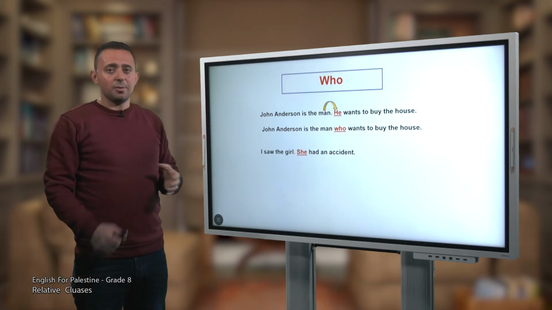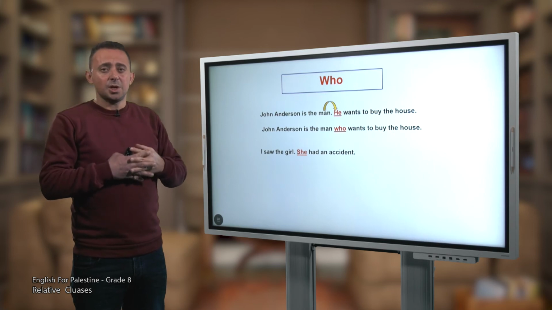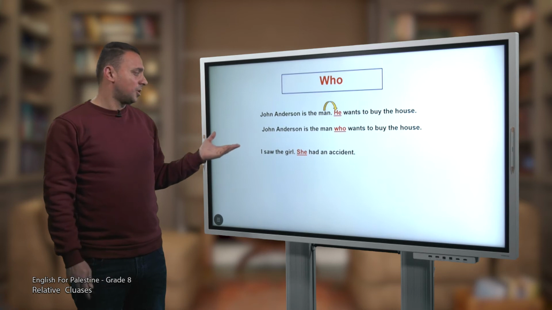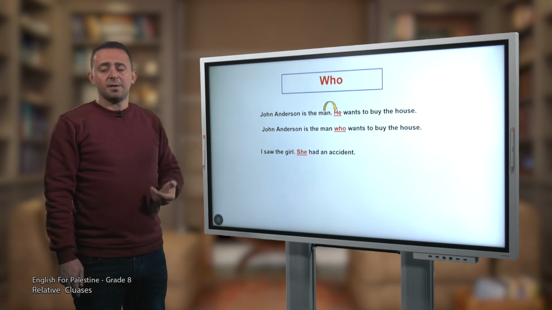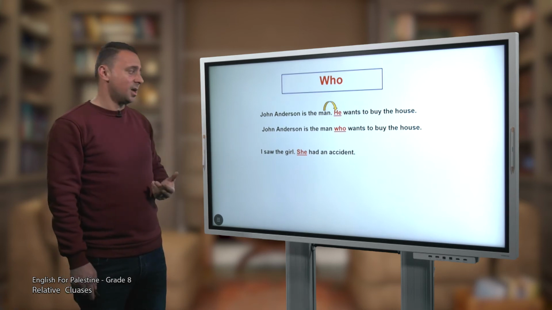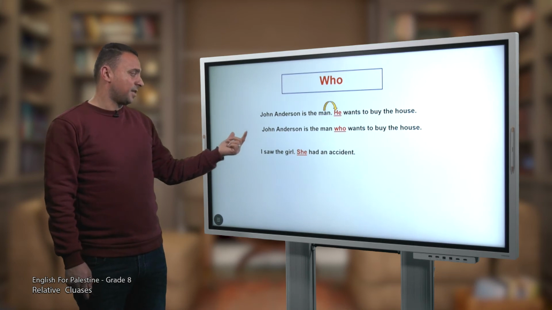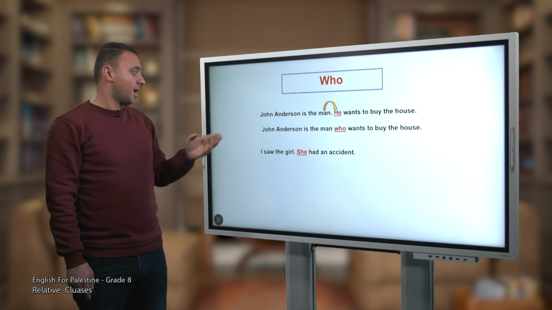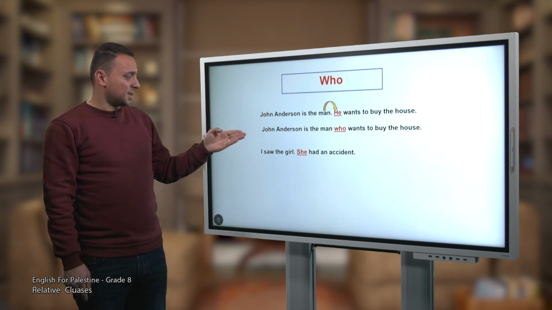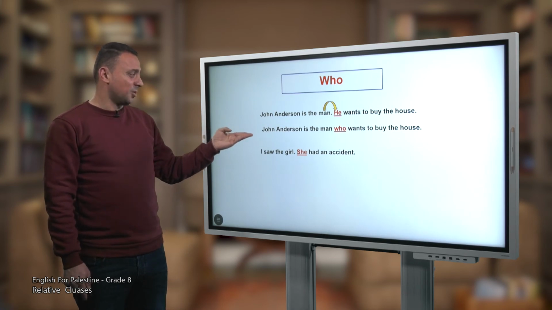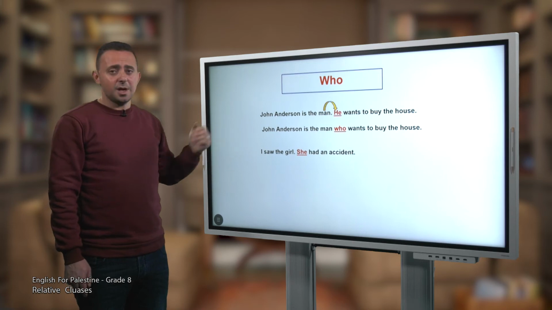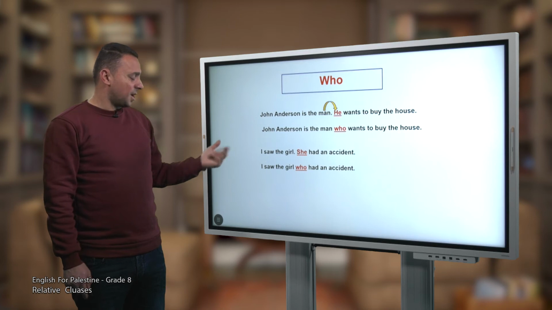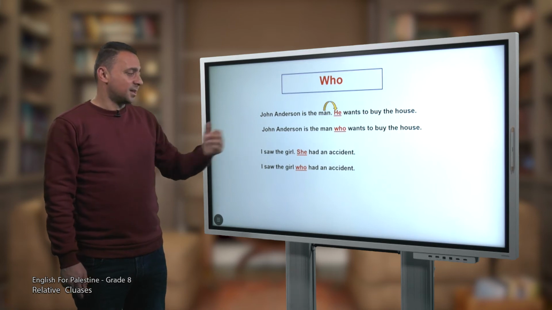Now, we are going to join the 2 sentences using a correct relative pronoun. What do we use here? Who or which? Very good, we use who. Why? Because we have the girl, which is a person, not a thing. And notice in the second sentence, we have the subject pronoun she, which refers to the girl. So, let's see. I saw the girl who had an accident.